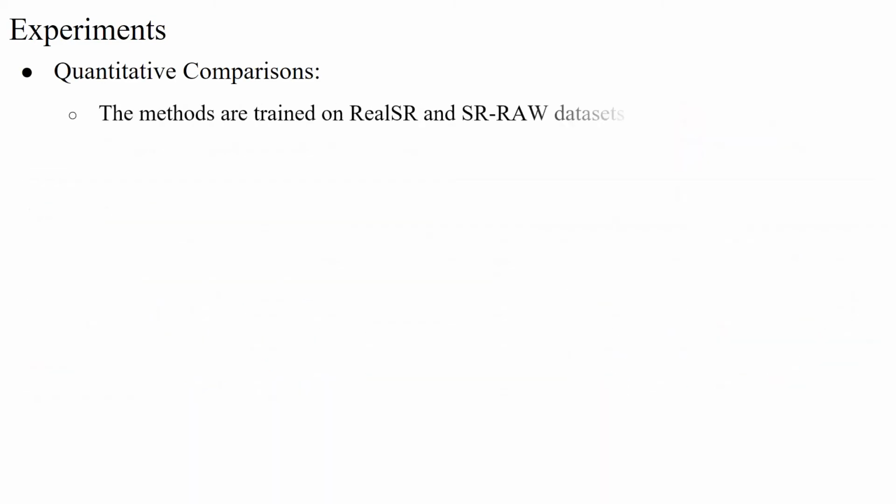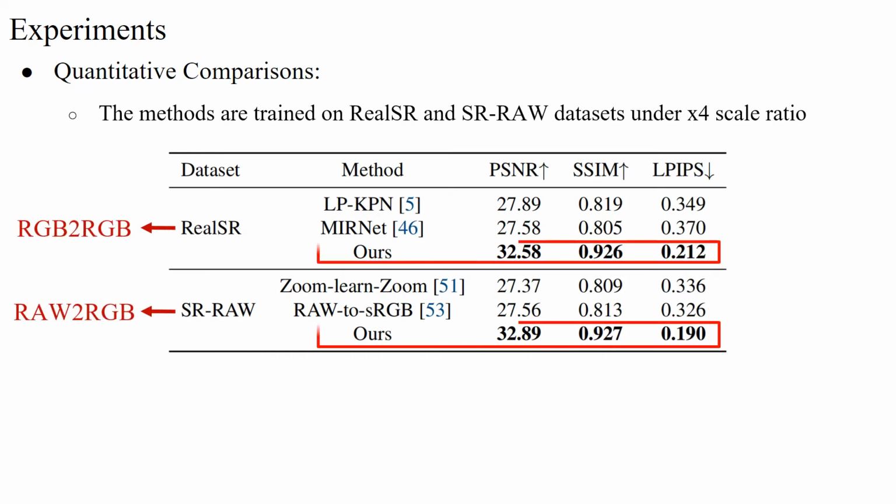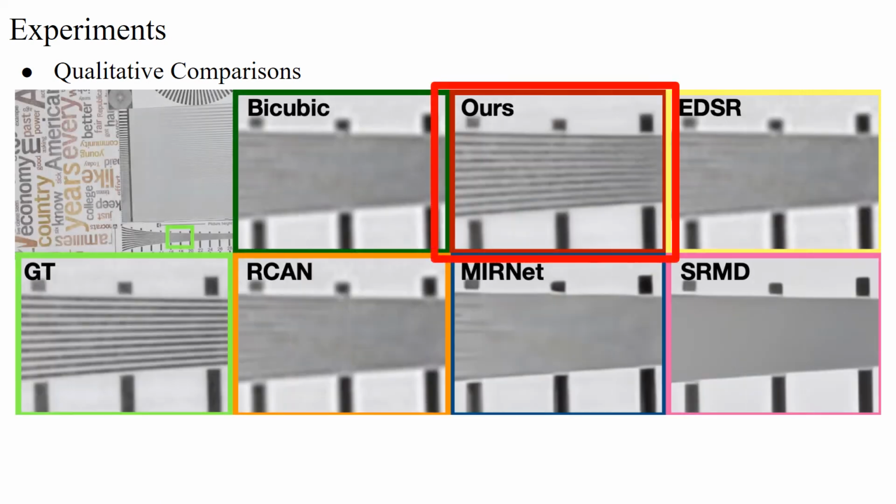Here, we compare with 4 real models. The first 2 are working in the RGB to RGB domain and the second 2 are in the raw to RGB domain. We can see that our method is also significantly better than these methods. Next are some comparisons of the visual quality. This figure shows that our font is more complete and clear. This image clearly shows that we have recovered the texture details more accurately.